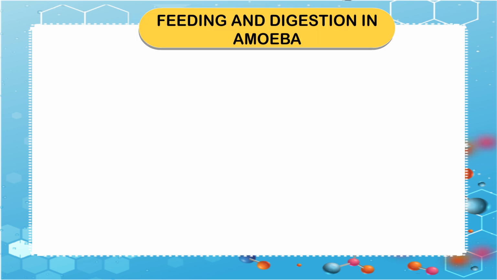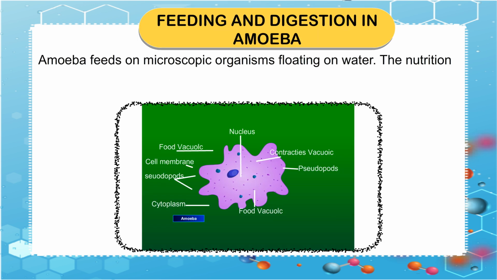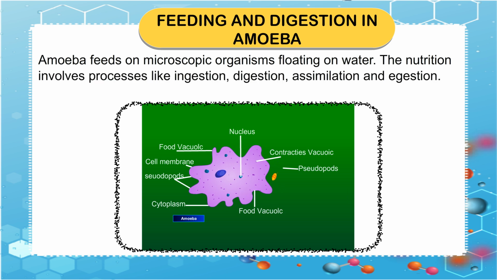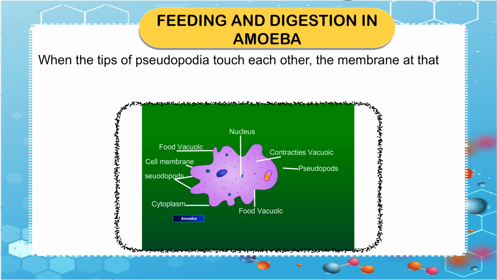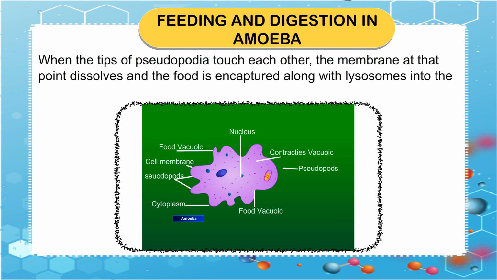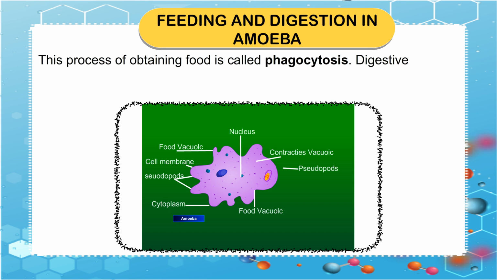Feeding and digestion in amoeba. Amoeba feeds on microscopic organisms floating on water. The nutrition involves processes like ingestion, digestion, assimilation, and egestion. Amoeba forms pseudopodia to take food. When the tips of pseudopodia touch each other, the membrane at that point dissolves and the food is encaptured along with lysosomes into the food vacuole. This process of obtaining food is called phagocytosis.